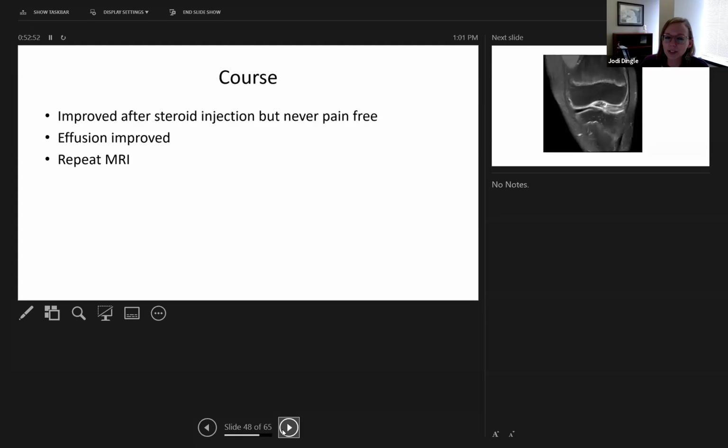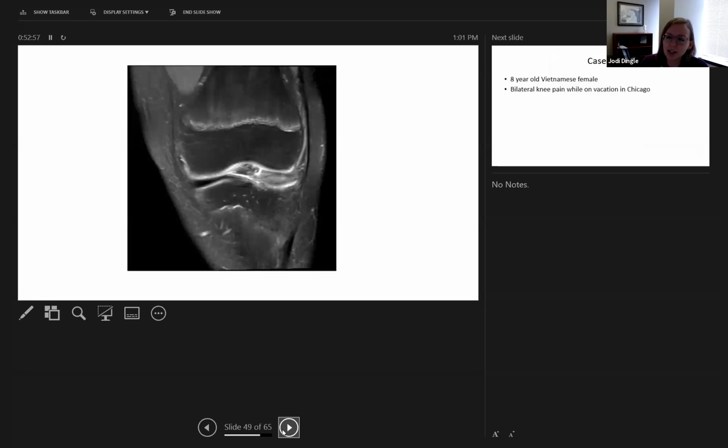Her effusion improved some. And so it says repeat MRI, but sorry, it's actually the first MRI. So this is what you see on MRI. Any guesses of what this is?